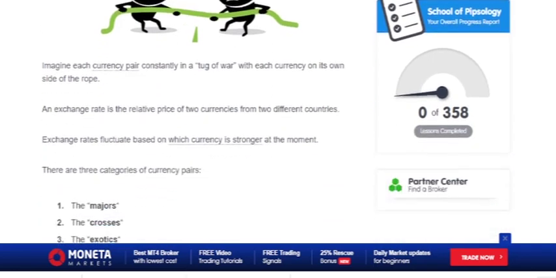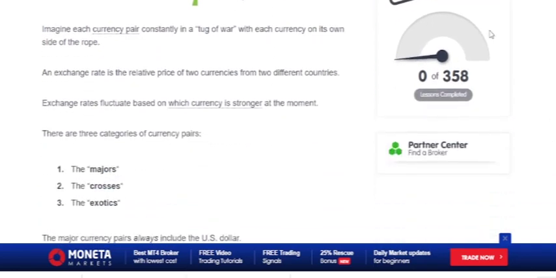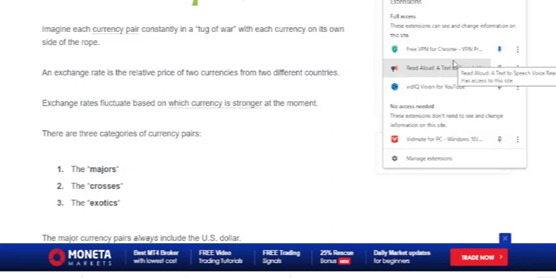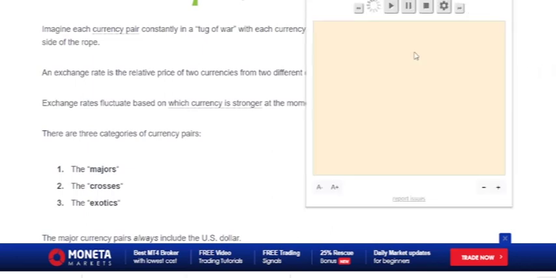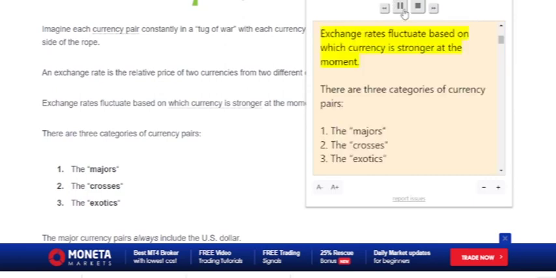An exchange rate is the relative price of two currencies from two different countries. Exchange rates fluctuate. Let me assume the USD/CAD. Its exchange rate might be 1 to 1.02 something. Let's assume it like that. So that's an exchange rate.